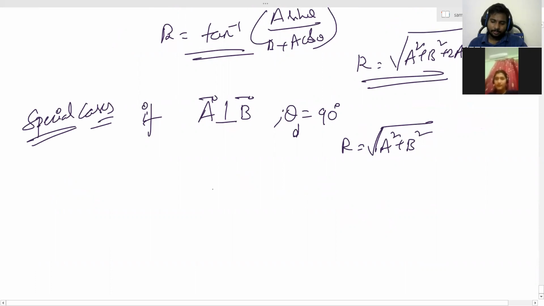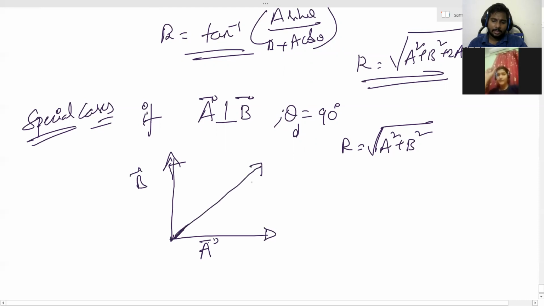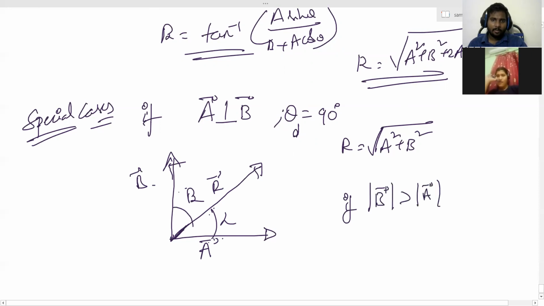So suppose A vector is like this, B vector is like this, and the resultant will be somewhere like this when A and B are perpendicular. A vector makes angle alpha with the resultant vector, and B vector makes beta. So now, what is the relation? If magnitude of B is greater than magnitude of A, what is the relation between alpha and beta? You tell me.